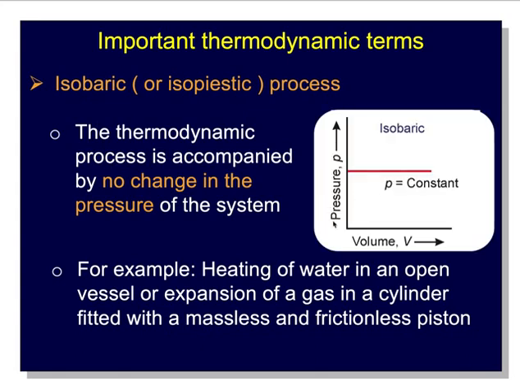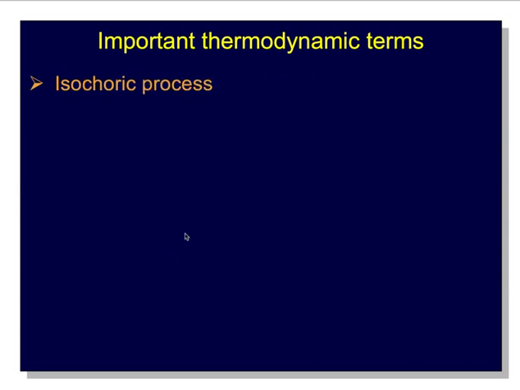Similarly, for a gaseous system, you can represent the relationship between P and V under isobaric conditions. When the pressure remains constant, the volume will change, and this is the kind of curve we will get for such a system. And lastly, another process we take up is isochoric.